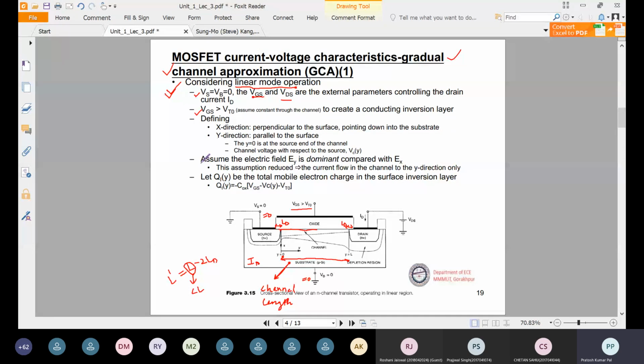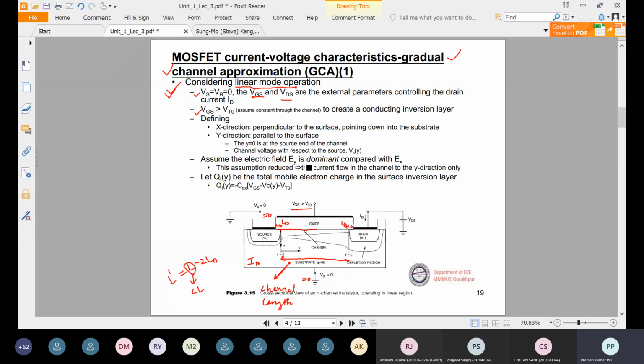Along with this, we have considered two directions, x and y directions. For analysis purposes we have considered all the electric fields. Electric field will be there in the oxide, and its effect will be either in the horizontal direction or in the vertical direction. But for analysis purposes, we are considering the electric field direction in the y direction, that is, the horizontal direction, parallel to the oxide, as having a dominant nature.